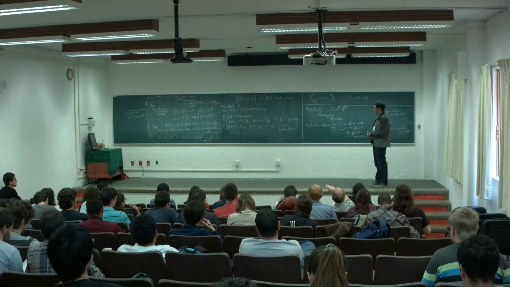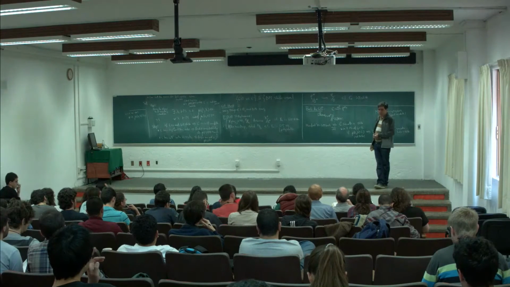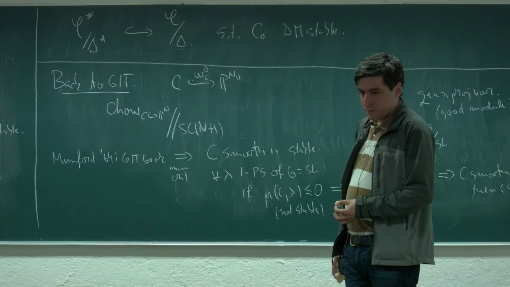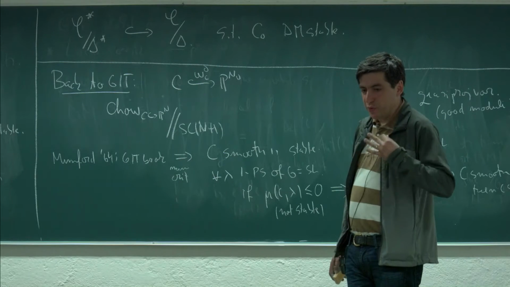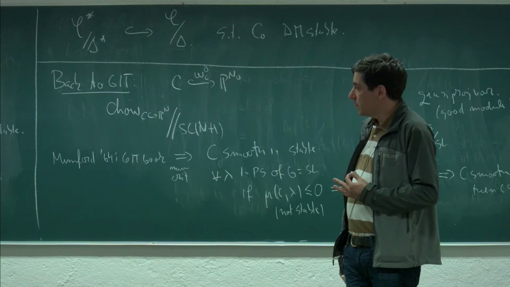XT is the general fiber, and X0 is the special fiber. So you have a one parameter family. I mean, you begin with saying X projective.